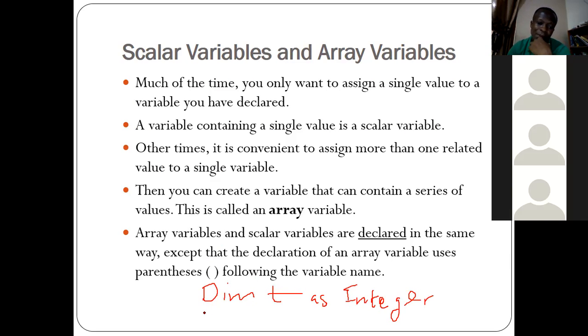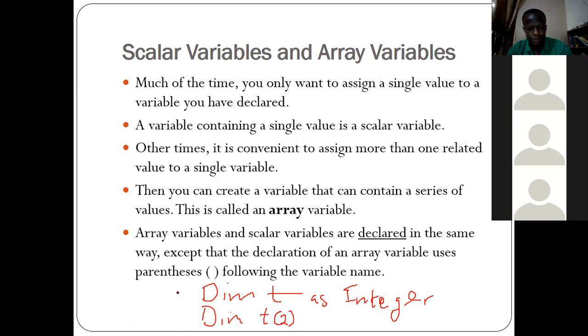But when I'm dimensioning an array, then I have to do Dim t, and then you have parentheses. When we put 2 here, it means I want to store 3 objects. Later we'll find out why it's like that. Some programs have what we call zero indexing. That means any counting it does starts from 0. So 0, 1, 2. That means 3 objects are being stored.